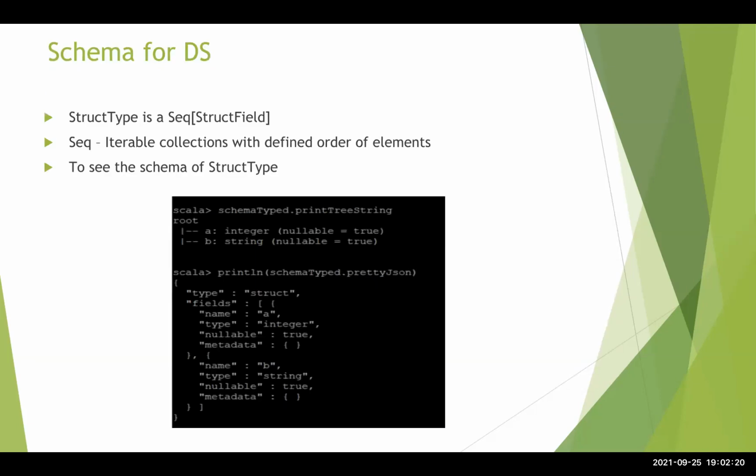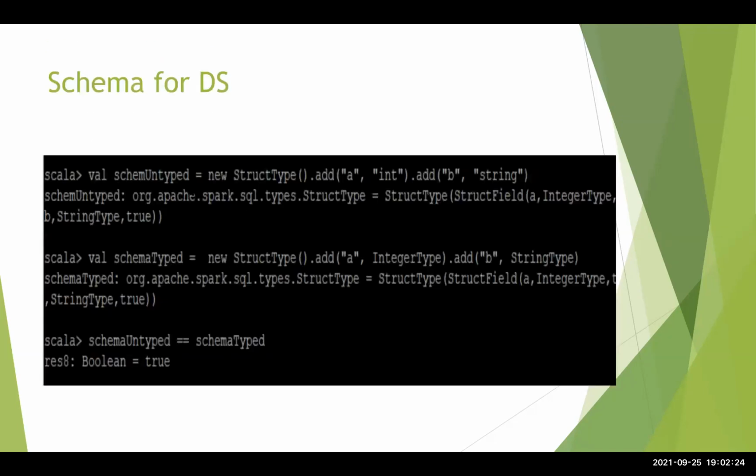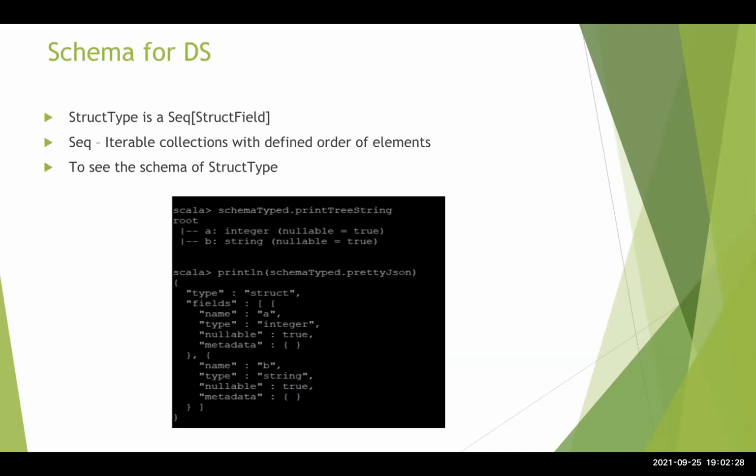You can see the schema. You can say print testing. This is not the data frame. Remember, this is struct type. If you want to see the schema of struct type, you can say printTreeString. It will print like this, or you can say println schema.prettyJson. It will print in JSON format also.